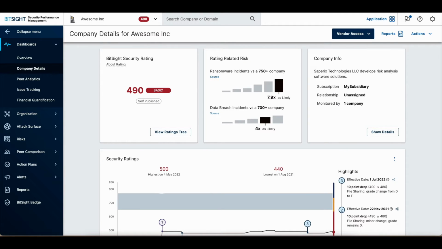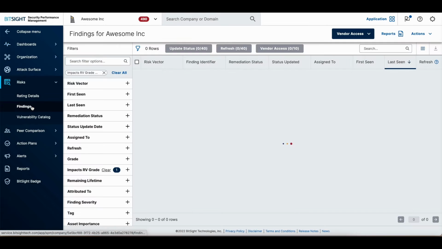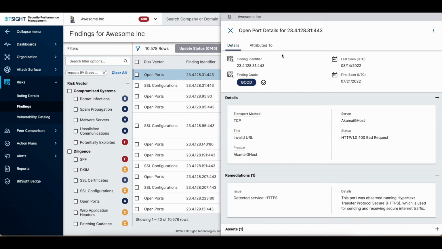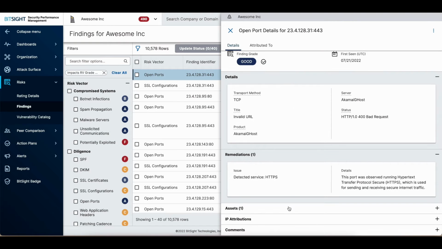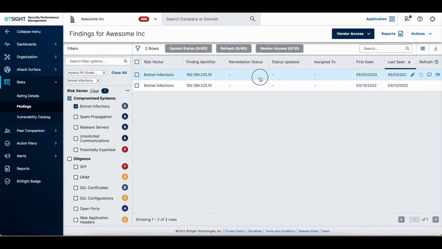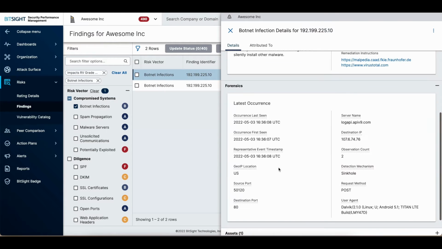So right away, the level of data I have access to is going to be deeper than that of a third-party management subscription. Those don't help remediate findings or give me the level of detail I'm going to need like this would, right? So I can drill into the findings, risk vectors, and start looking through the IP addresses and anything related to, in this case, an open port. We can see when it was last identified, any details, remediations associated, maybe drill into botnet infections, do the same thing, and even get forensics on this.